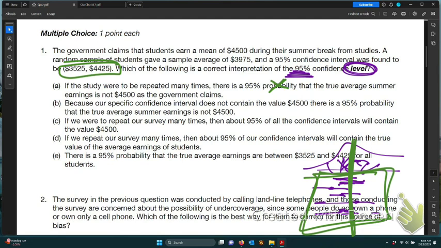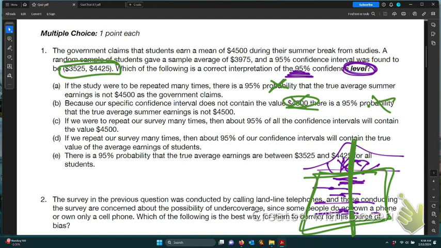All right, B. Because our specific confidence interval does not contain the value 4,500. Do I really, truly care, when I'm making my interval, if it contains somebody else's claim? No. Now, could I use my interval to test their claim? For sure. But if I'm just trying to interpret the confidence level, the fact that they think it's 4,500 really doesn't matter to me. Also, it's saying that there's a 95% probability. We're just all over the place here. This is just terrible. All right, back to, we are trying to interpret the confidence level.